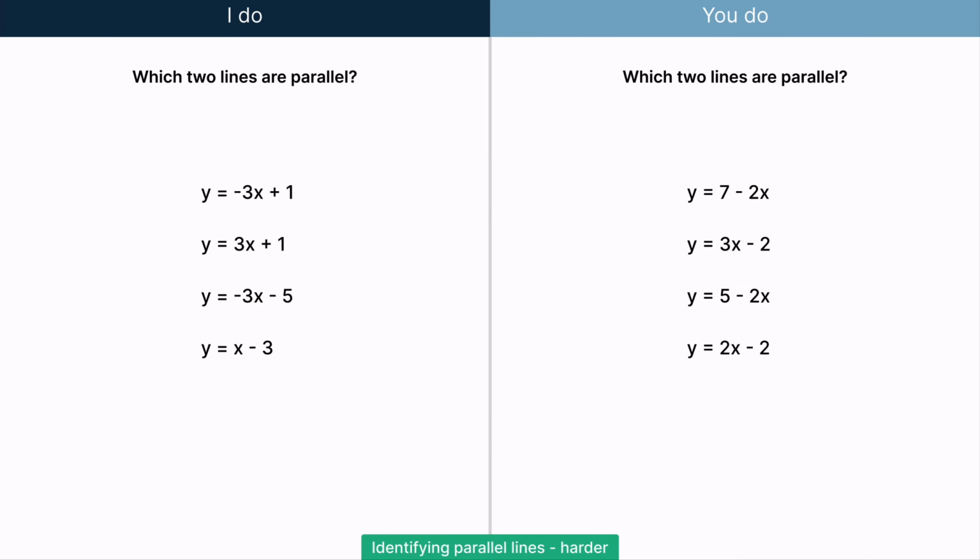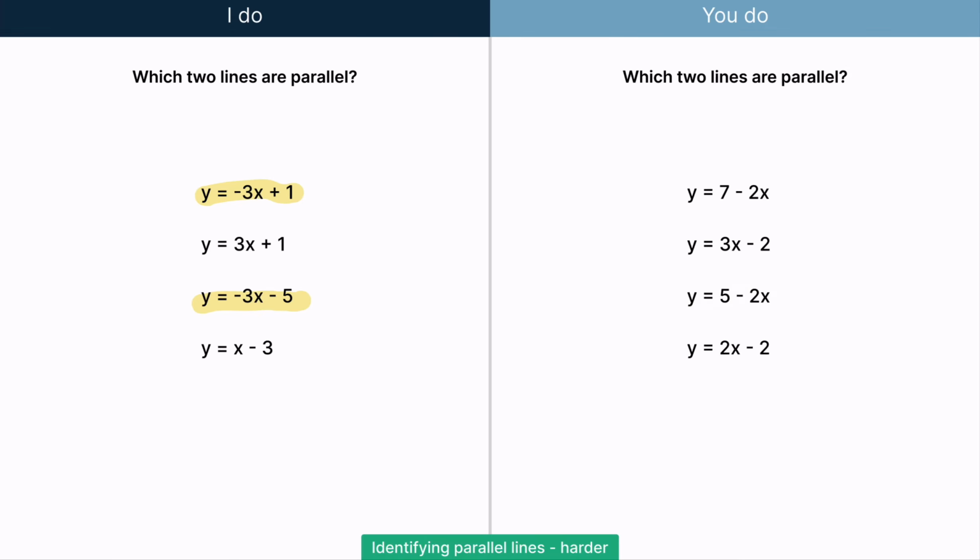So again, same question, which 2 lines are parallel? A little bit trickier now. Again, if you look at the x terms, working our way down, we have the x term there, there, there, and there, and the 2 that are the same are these 2. They both have a -3. Don't confuse it with this one. So my final answer, if I just use my highlighter, is that one there and that one there.